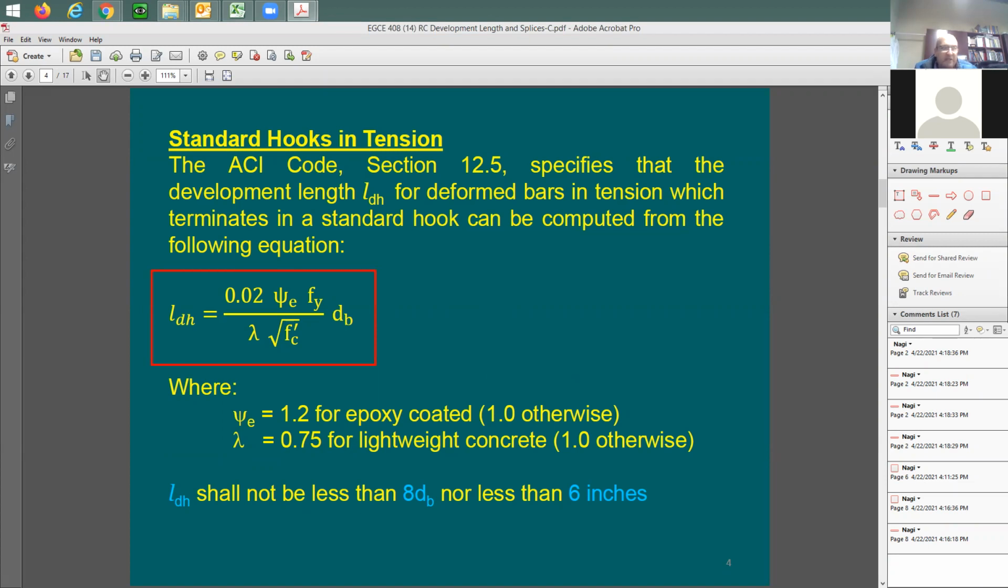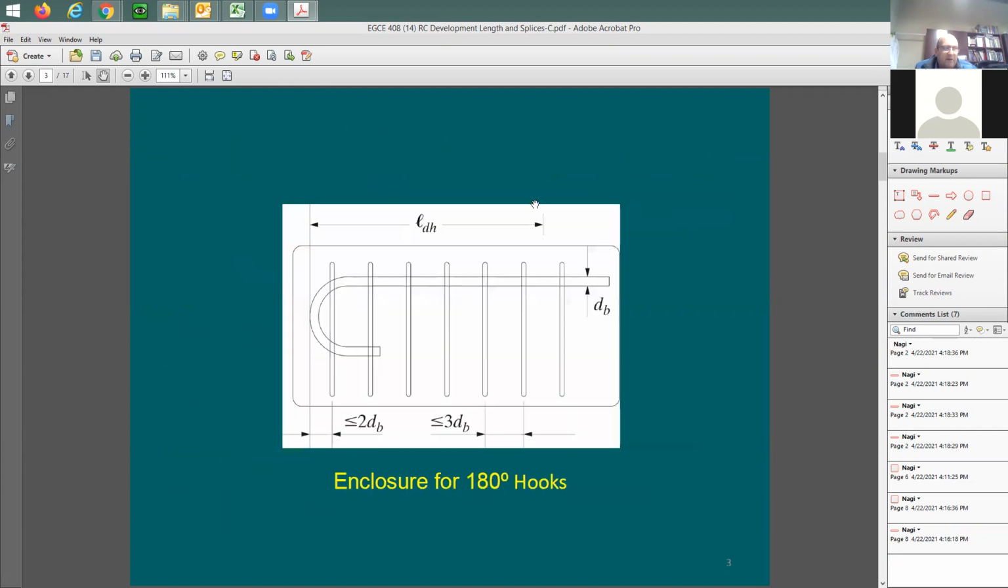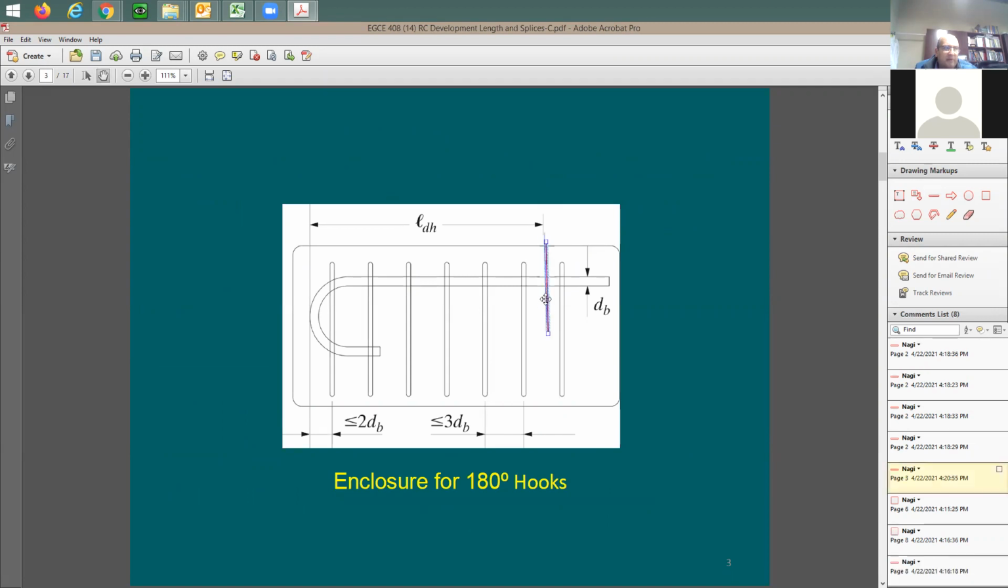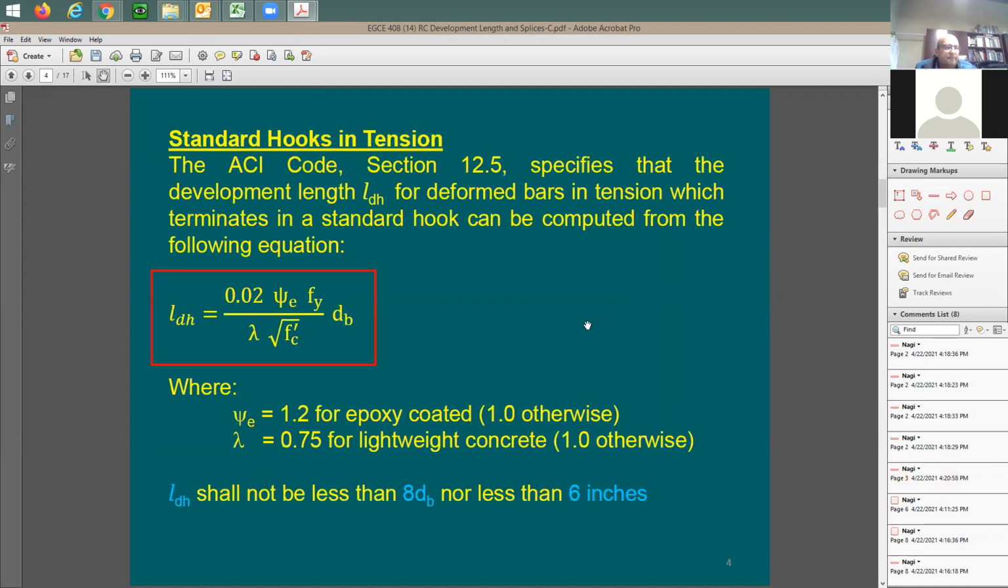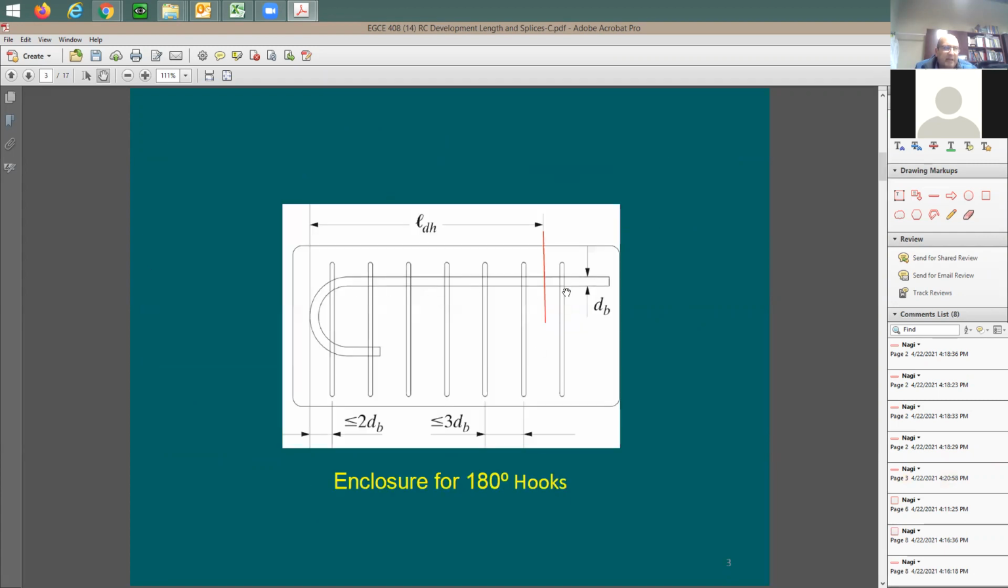In the case of the straight development length, the minimum L sub D was equal to 12 inches. Here it is going to be equal to 8 times d sub b, and 6 inches. This length, again, starts from the point where you don't need the rebar, till the end of the hook, from here to there. Meaning the distance is going to be at least 6 inches or 8 times the rebar diameter, 8 d sub b.